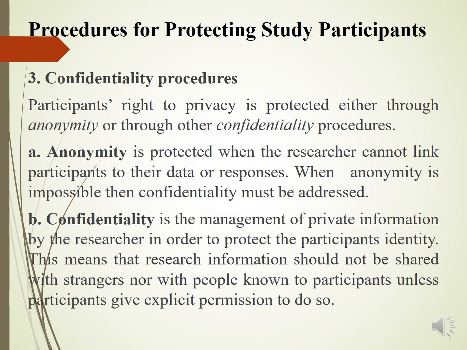That is why whenever we are developing a questionnaire, we don't ask participants to write their names. Even at times when we are taking samples from participants for a study, we don't include their names. We rather use IDs or codes. This is a way to ensure that the anonymity of our participants is protected. Now, when anonymity is impossible, then we need to ensure confidentiality procedures. And what is confidentiality? It is the management of private information by the researcher in order to protect the participant's identity.